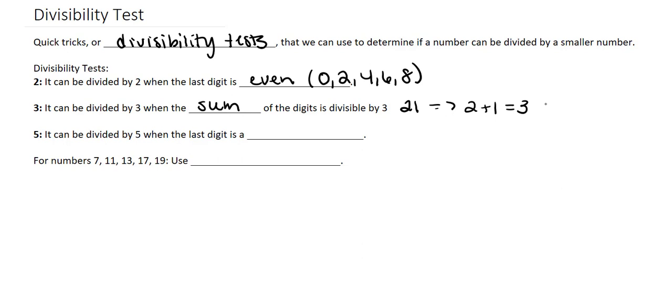Now 5, it can be divided by 5 when the last digit is a 0 or a 5, right? Those are good indicators that it can be divided by 5. Any other number, it can't be. And then for the numbers 7, 11, 13, 17, 19, we're going to use long division. So let's go ahead and take a look at the examples.